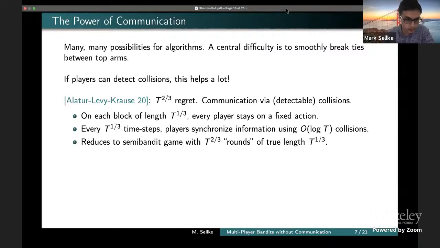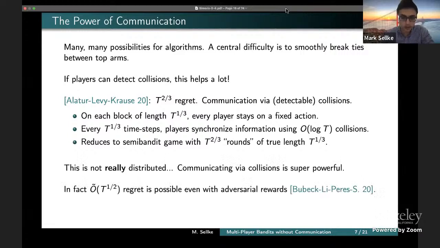So this was observed, for instance, in this paper by Alatur, Levy, and Krauss. They showed this pretty simple algorithm to get T to the 2/3 regret if you can detect collisions. Here's what you're going to do. You're going to break your T time steps into blocks of length cube root of T. Within each block, everyone's going to do the same thing until the next block. But in between blocks, we're going to spend just a little bit of time, like log T time, synchronizing with each other. We'll communicate a little bit using these collisions as ways to send bits, and we'll sync up all our information. And this just reduces to a semi-bandit game, and you get T to the 2/3 regret by just doing this reduction.